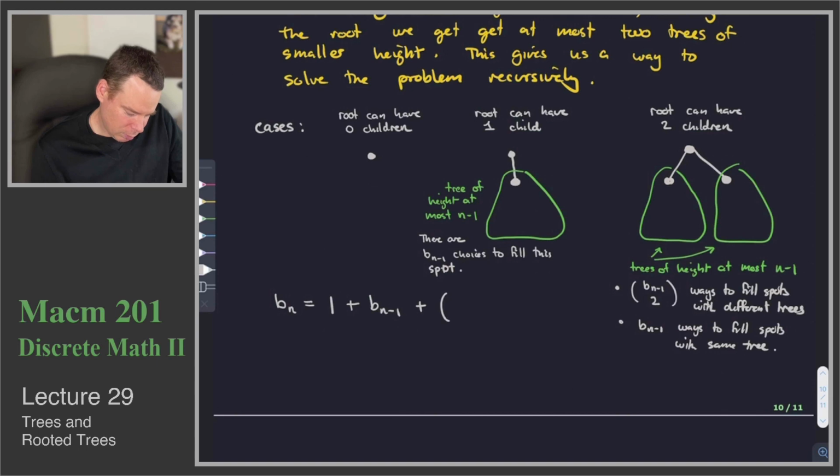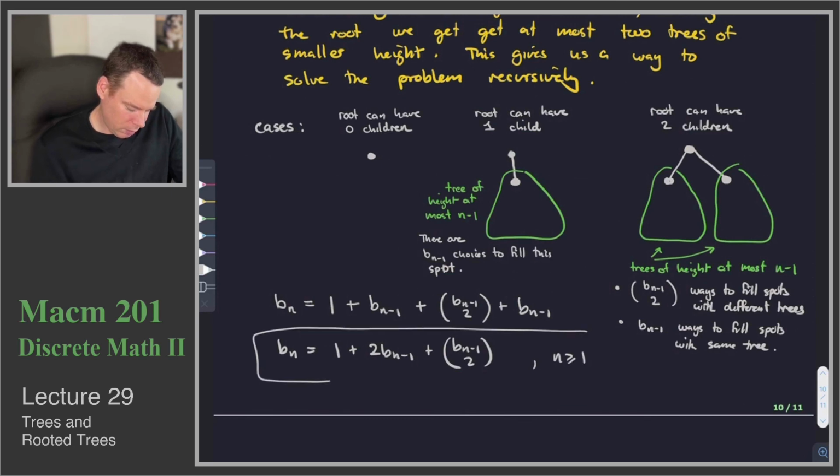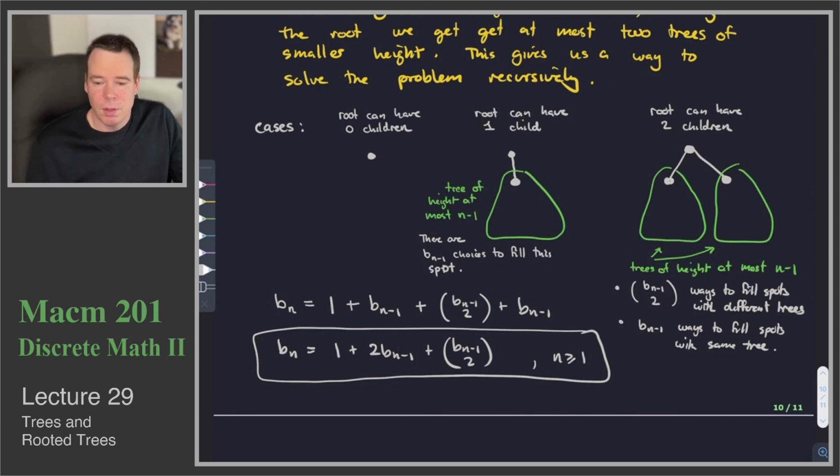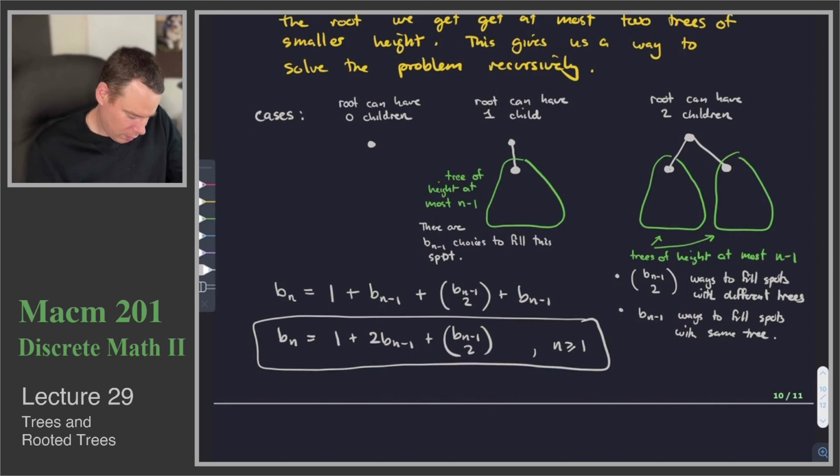And so what we have is that this is plus b sub n minus 1 choose 2, plus b sub n minus 1. Or in other words, b sub n is equal to 1 plus 2 b sub n minus 1 plus b sub n minus 1 choose 2. And that's for n greater than or equal to 1. And so there is our recurrence relation for the number of binary trees of height at most n. And of course, we've got to add our initial condition in. b sub 0 is equal to 1. So there's our recurrence relation with our initial condition.